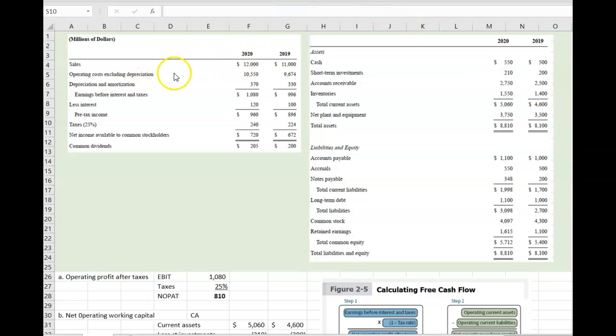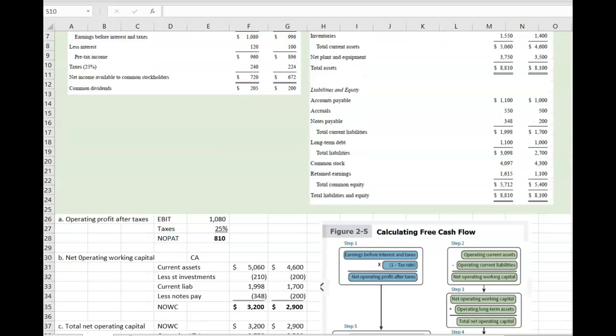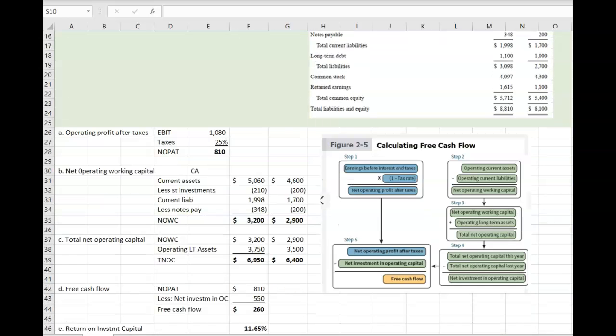We've got some summary income statement information on the left, and we've got the company's balance sheet on the right, again in millions of dollars. Now, one method of calculating free cash flow is to follow what's given in figure 2.5 here.